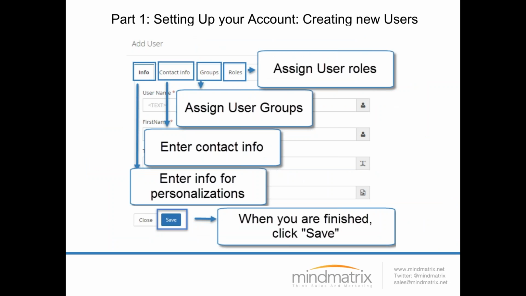First, we'll look at how to create users. There are four tabs in the User section: Info, Contact Info, Groups, and Roles. Info allows you to enter data that will be used for personalization. Contact Info, as the name would suggest, allows you to enter in contact info for a user. Finally, in the Groups tab, you can assign a user to a group or multiple groups, and in the Roles tab, you can assign a user to a role or multiple roles. When you are finished with all of your settings, simply click Save.